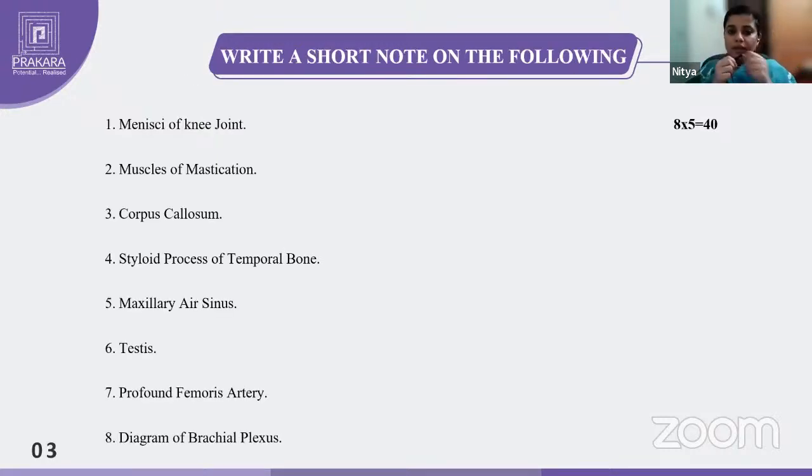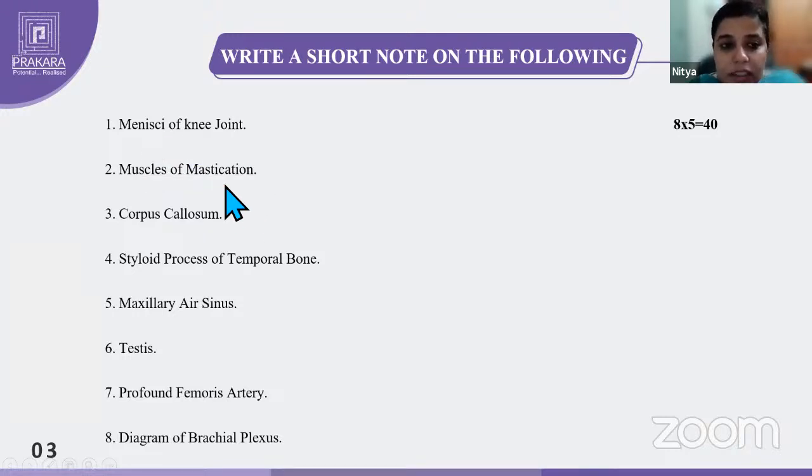Next, coming to the short answers. Short answers are generally 5 marks each, with only one diagram. When menisci of the knee joint is asked, you can mention the right and the left menisci, the shape of each meniscus. One meniscus is semicircular, one is circular, where it is present, how many compartments it divides the knee joint into, and what structures it is attached to. It is a fibrocartilaginous disc. All this you have to write about the menisci of the knee joint, the right and the left meniscus.